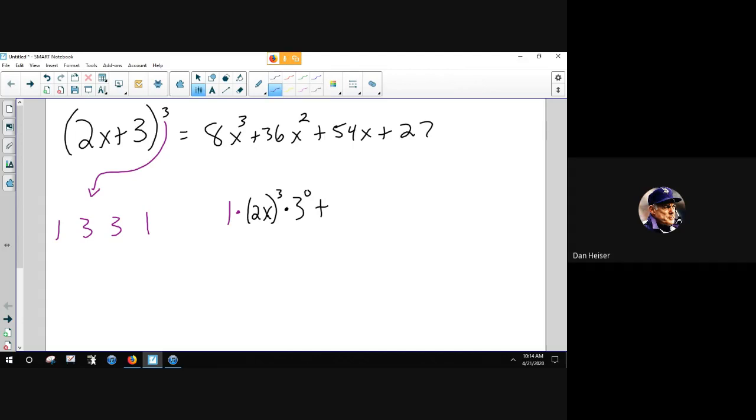The next term is 36x squared. Second term, second entry. So I'm going to factor a 3 out of 36x squared. And when I do that, I am left with 12x squared. But I can rewrite 12 as 2x squared times 3 to the first. I can rewrite 12 as 2 squared times 3. And now again I have a 2x and I have a 3.